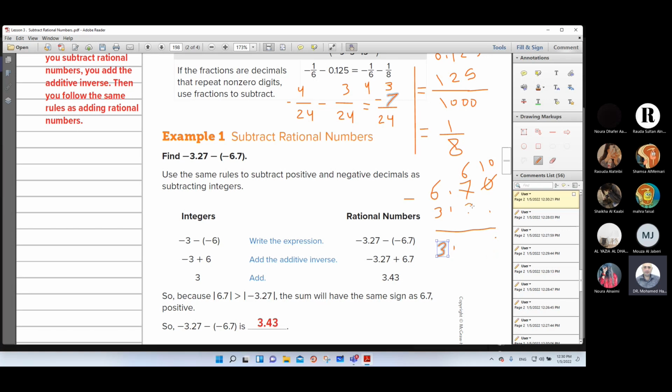Here 3.27. So 10 minus 7 will be 3, and 6 minus 2 will be 4. So the answer will be 3.43. The answer will be 3.43, and the sign will be positive.